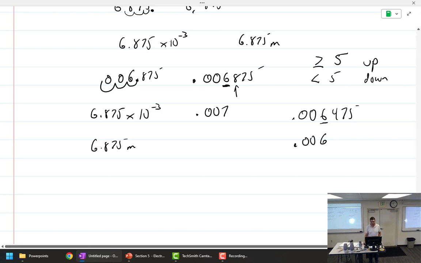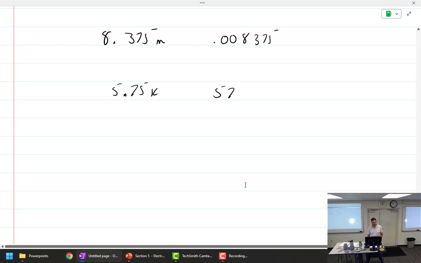Okay, so we know how to pack and unpack. Do one more. If I had 8.375 milli, what is that written out? 0.008375. I moved the decimal place over three times. And if I had 5.75k, what is that? I'm going to move it three places to the right. So 5, 7, 5, 1, 2, 3. So it's 5,750. Milli is times 10 to the what? Negative third. And kilo is times 10 to the third.